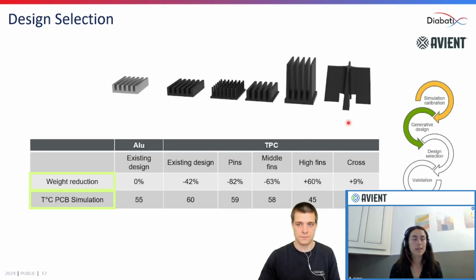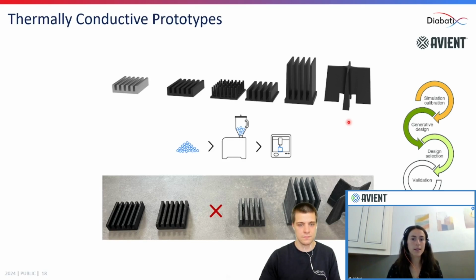And then the last design was done by topology optimization. In this case, we have around plus 9% regarding the weight for minus 8 degrees C on the PCB for the temperature. So pretty good performance. We have selected those different designs to have a wide range of weight reduction and also thermal performances. Once we had selected those designs, we went through the prototyping step. In the next slide, you can see what we have done.